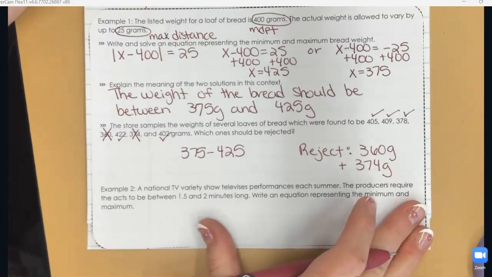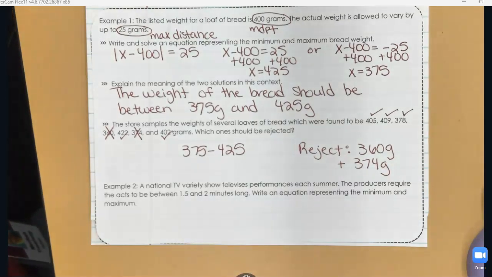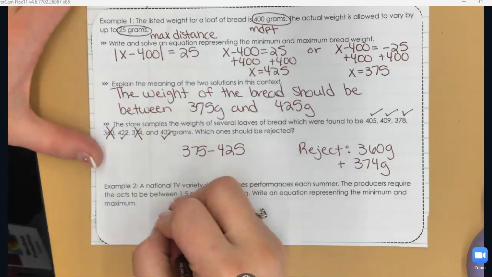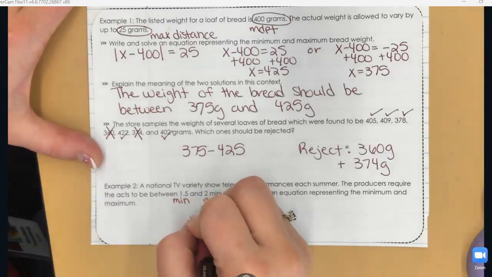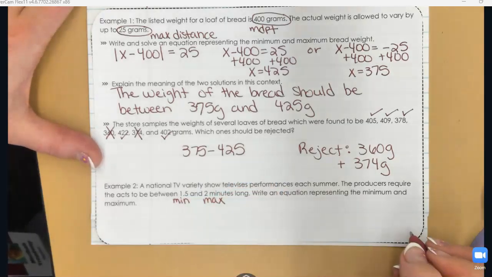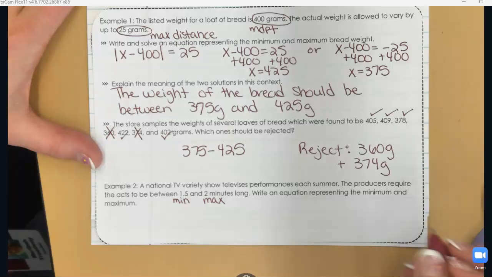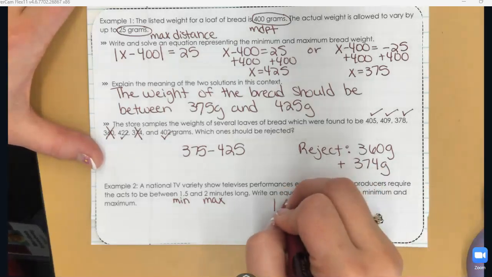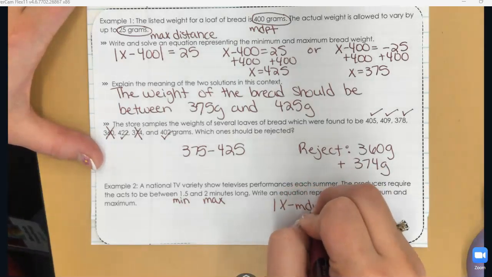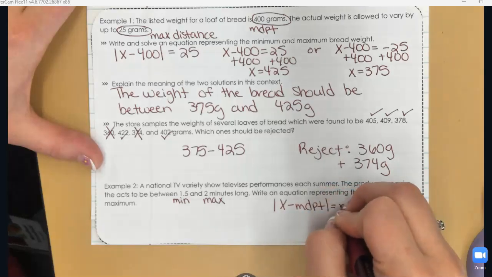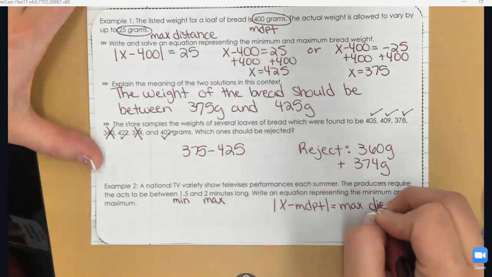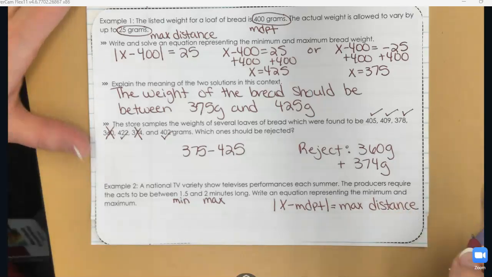Okay, we just have one more example to look at here. A national TV variety show televises performances each summer. The producers require the acts to be between 1.5 and 2 minutes long. Write the equation to represent the minimum and the maximum. What we are given here is the minimum and the maximum values. In order to write this equation, remember the absolute value of x minus the midpoint is going to equal the maximum distance. We need to figure out what those values are.